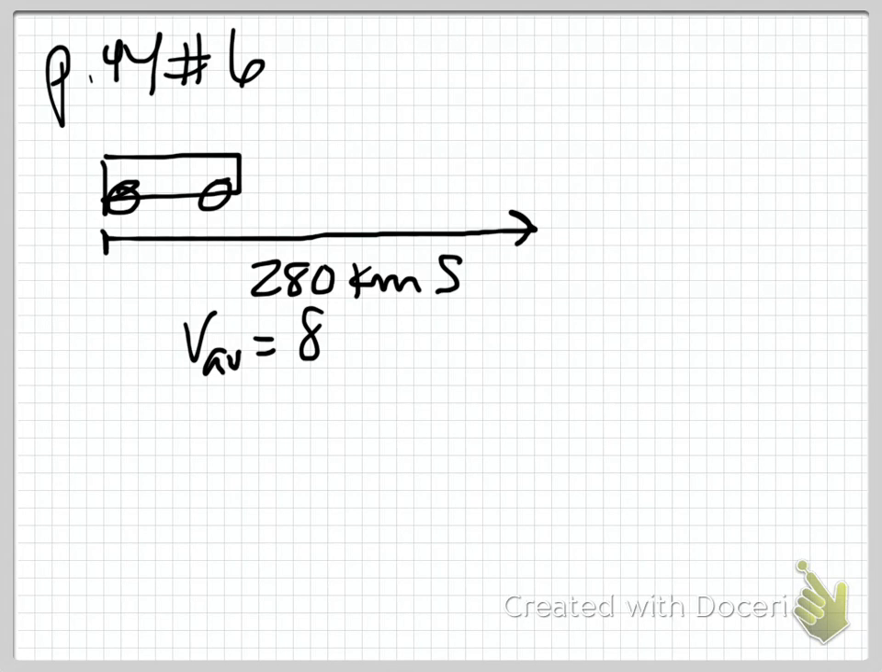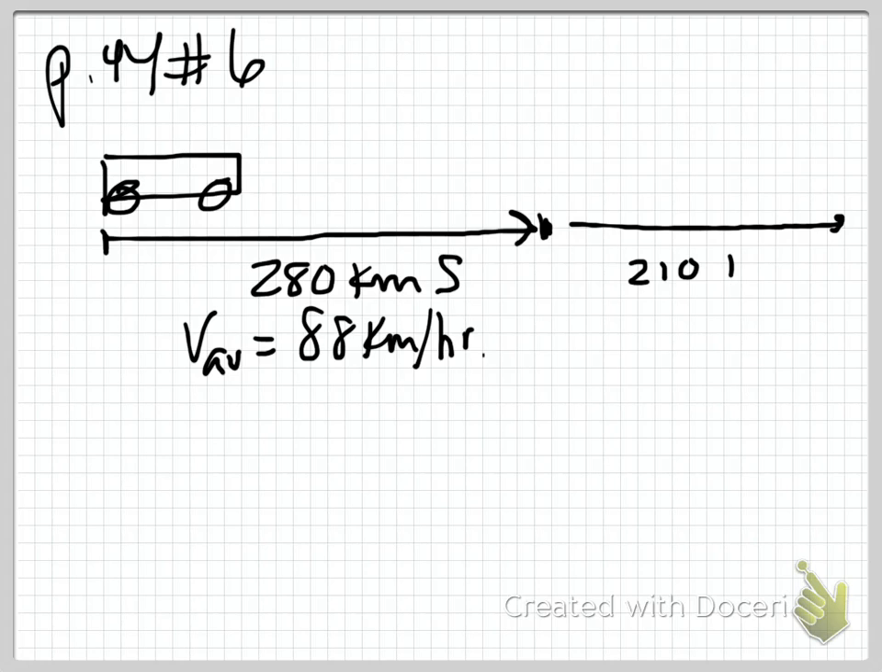The first step for anything: draw the picture, write down what you know. The average 88 kilometers per hour. It stops for 24 minutes. And then it travels another 210 kilometers. The average is 75, and this is south, kilometers per hour south.